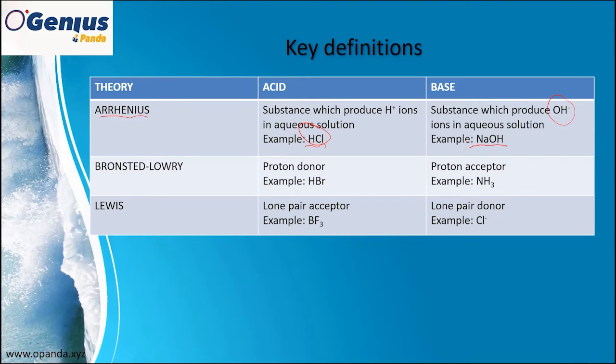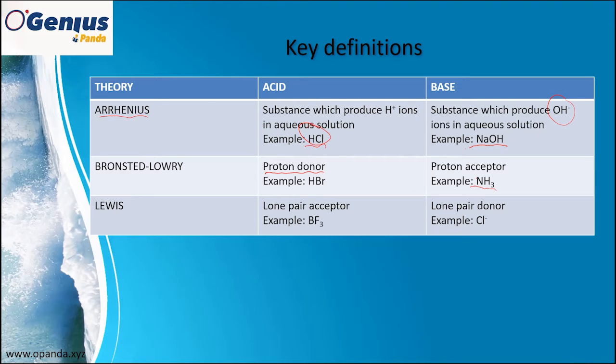And we have another theory, the Bronsted-Lowry theory. Here, an acid is defined as a proton donor. It is not necessary that the substance should be able to dissociate in an aqueous solution. So any substance which can give a proton, whether in the gaseous phase or in aqueous phase, that substance is an acid according to Bronsted-Lowry. And a base is a proton acceptor. The example here is ammonia.